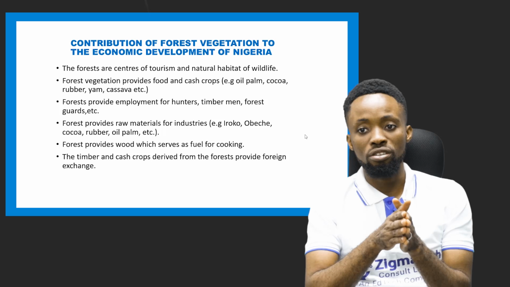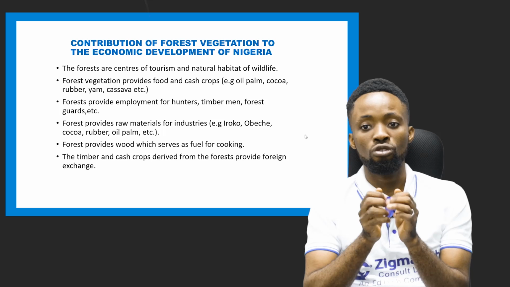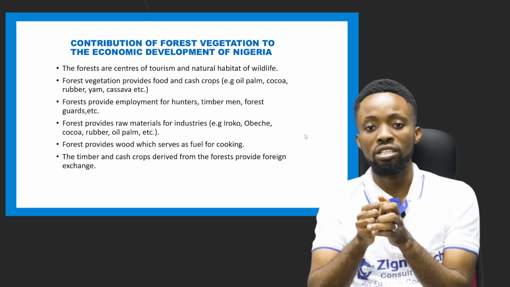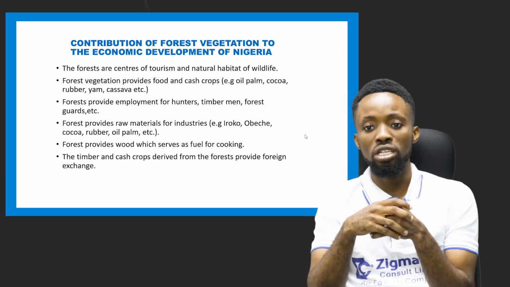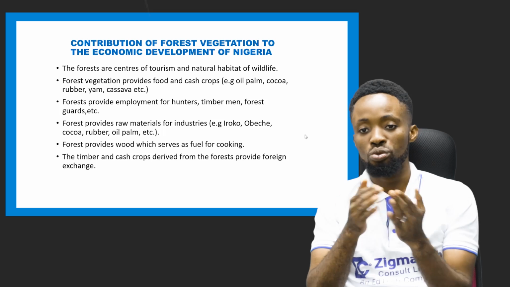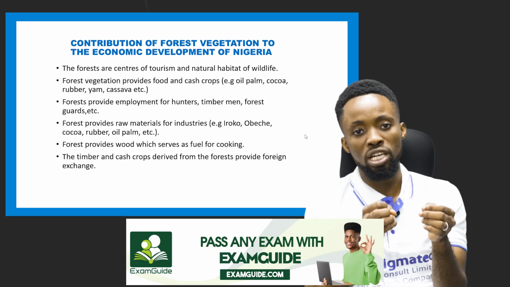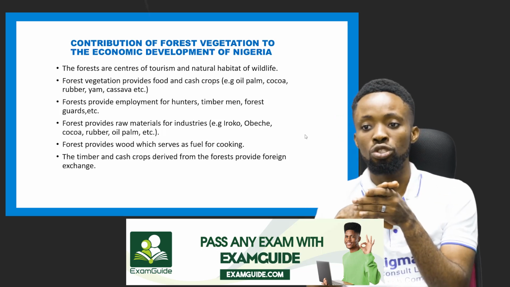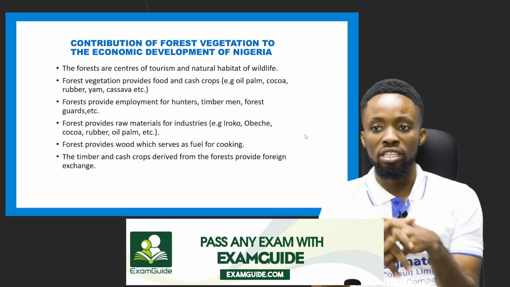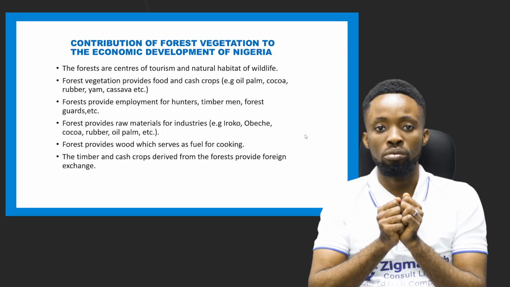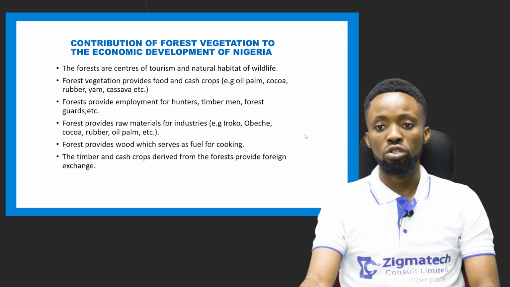And it provides raw materials for industrial use, raw materials like cocoa, raw materials like rubber, palm oil, and the rest. And it also provides wood that we can use for cooking, and wood that we can use for what? For construction. And these resources we get from the forest can be used for foreign exchange, because the cash crops that we have in this vegetation can be sold, and the money realized can be used to develop the country.